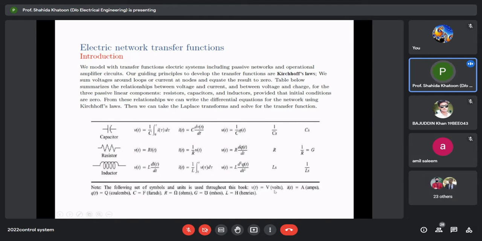So v(t) is voltage in volts, i(t) is current in amps, q is the charge in coulombs, C is the capacitance in farads, R is the resistance in ohms, G is conductance in mhos, and L is inductance in henries. All this you already know, so you can write down the table.